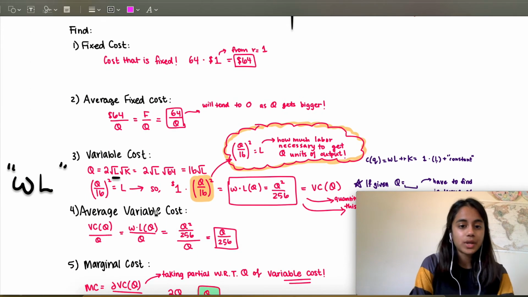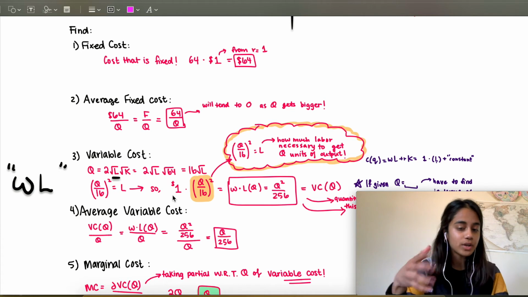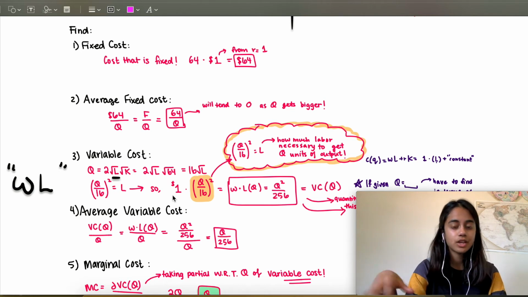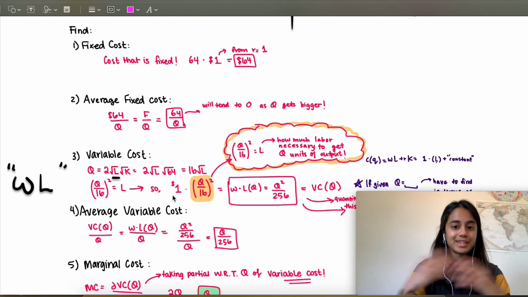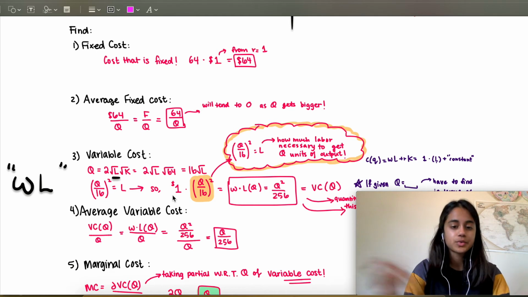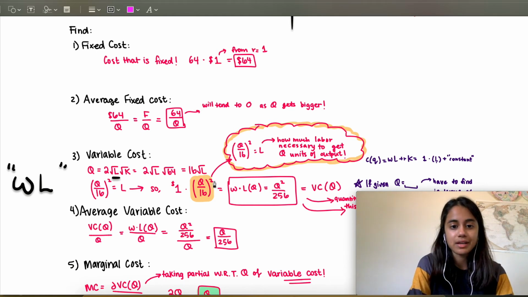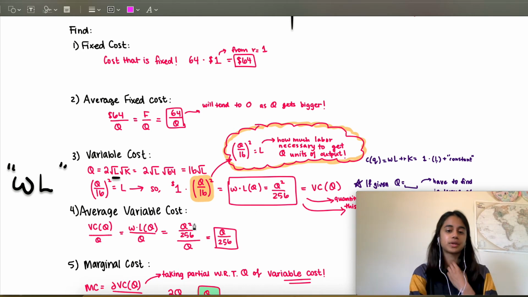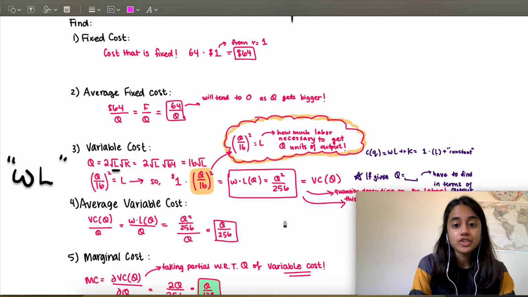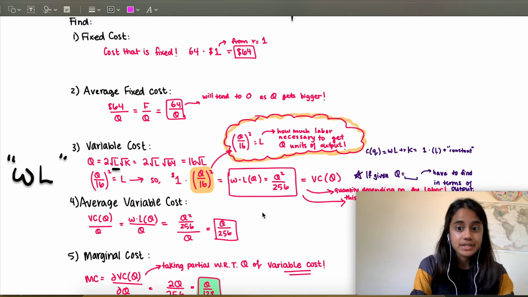So when we know that, okay, we have $1 times Q over 16 whole squared, it's just Q over 16 whole squared. And one thing I did is I kind of just did Q squared over 256. I took the square and distributed it. So that is going to be our variable cost, right?